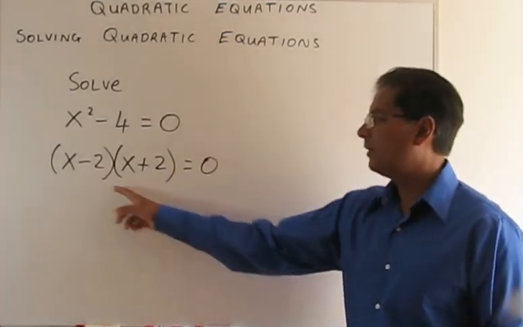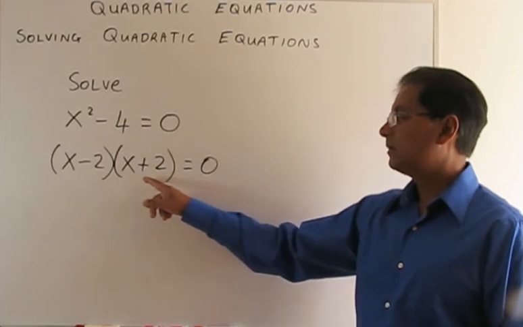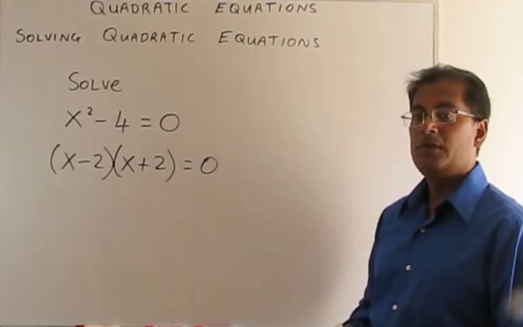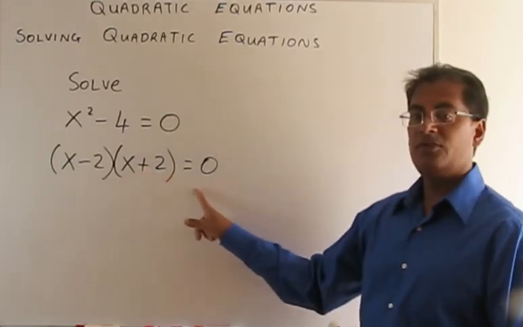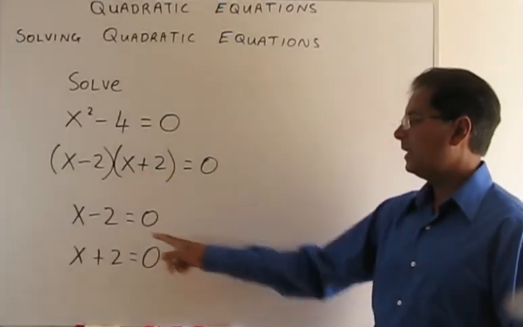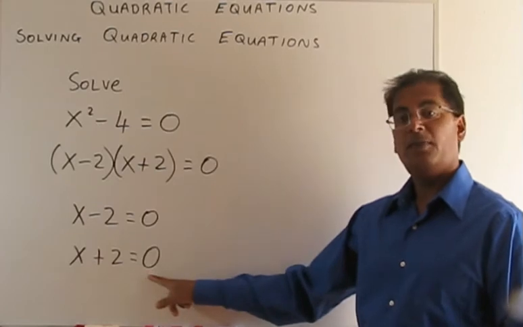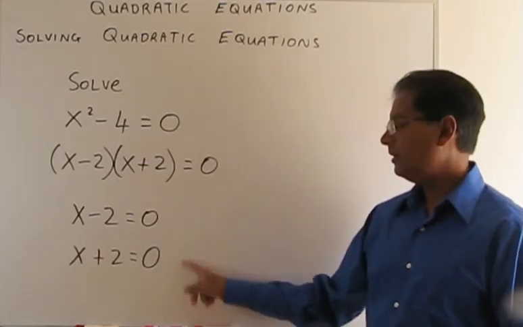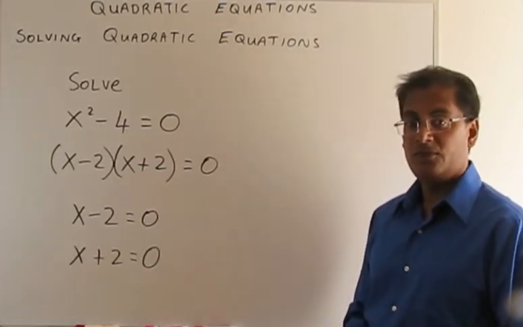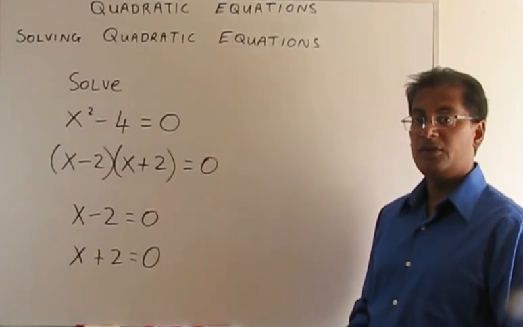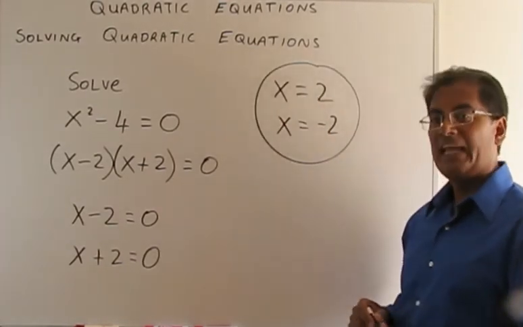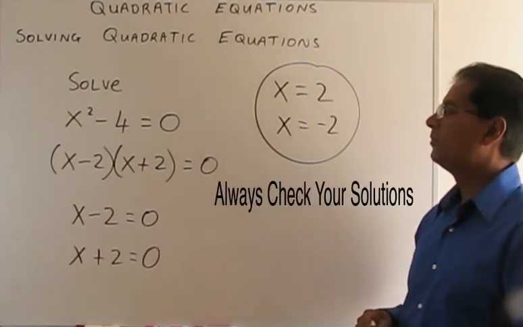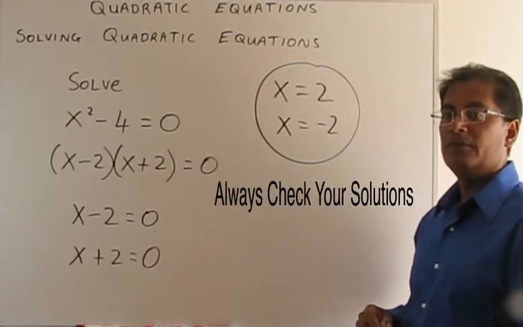So we have the equation now, (x minus 2) times (x plus 2) equals 0. And using the zero factor property, we set each of these factors equal to 0 to get either x minus 2 is 0 or x plus 2 is 0. And solving each of these linear equations for x, we end up with the solution x equals 2 or x equals negative 2. So there's the solution to this quadratic equation.